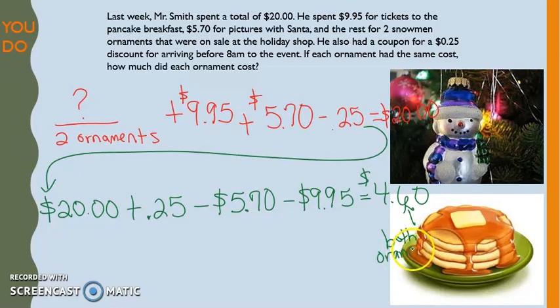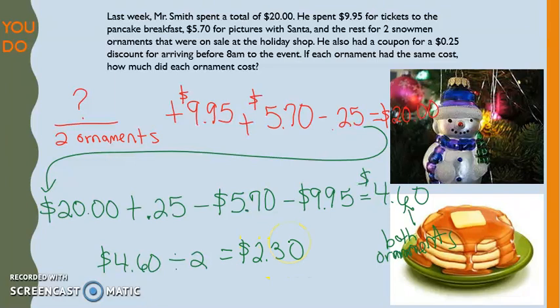But remember, this is for both ornaments. We want to know the cost of each ornament. So if we take that number, $4.60, and we divide by 2, we get $2.30, which is the cost of each ornament. And remember, if you want to check your work, you could put back in the $4.60, and if you added up all the costs and then subtracted your coupon, you would arrive at $20.